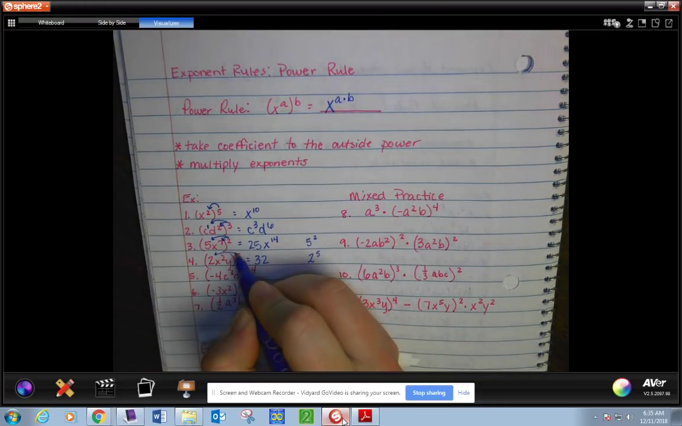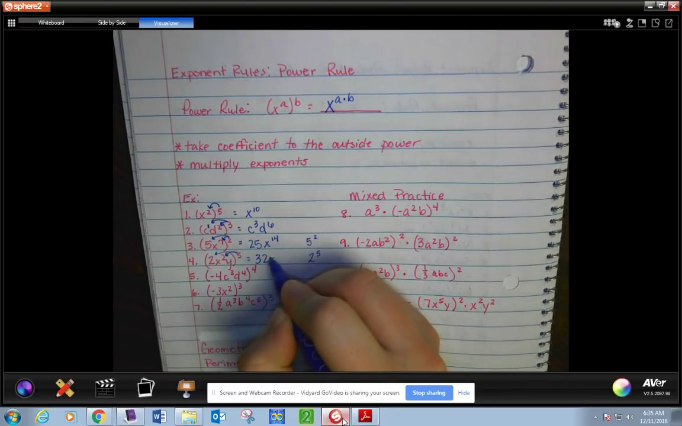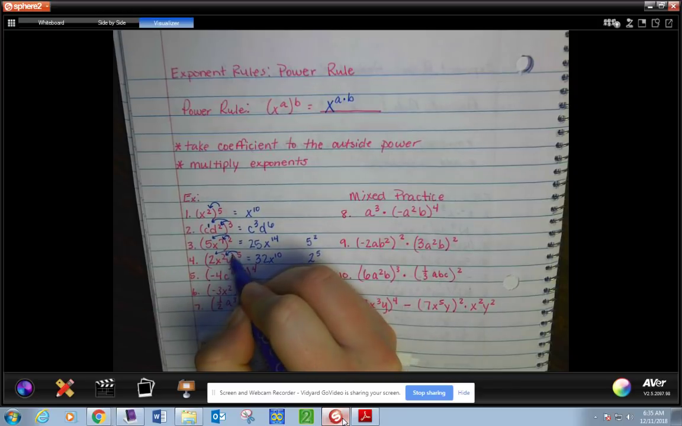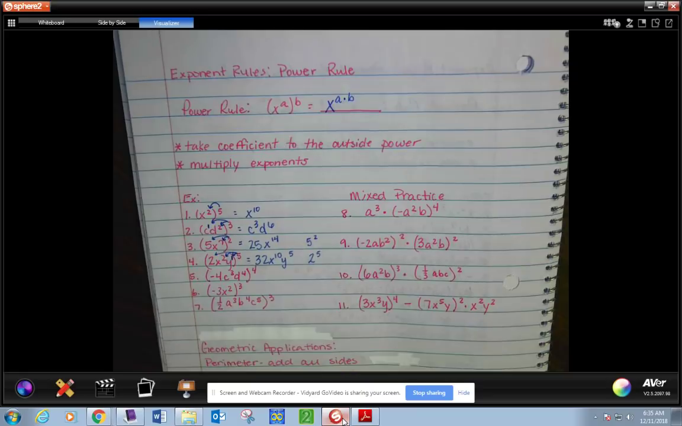Now I take the 5 and I'm going to bring it to the x squared, and I'm going to do 2 times 5, which gives me x to the 10th. And remember, there's a 1 on y, so 5 times 1 gives me y to the 5th.